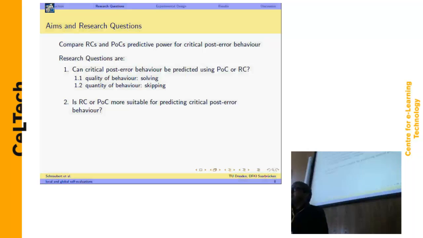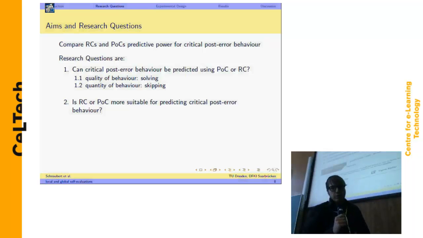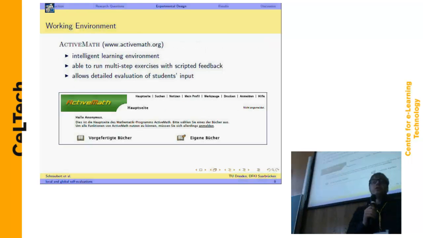So I'll give you a brief rundown of what we did to get our hands on the data we analyzed. So the working environment we exposed the students to was ActiveMath based. ActiveMath is an intelligent learning environment for mathematics, in particular also able to cope with fractions. And why it's a good choice for this particular project is that it's able to run all kinds of exercises, multi-step, single step with scripted feedback, so we can very easily implement a very special type of exercise at the end.